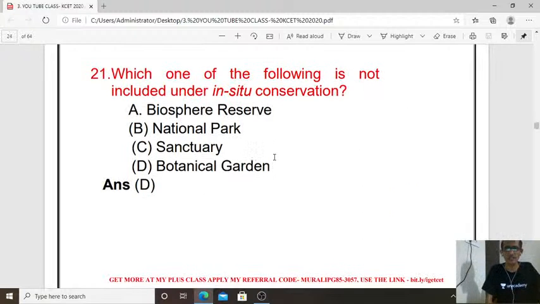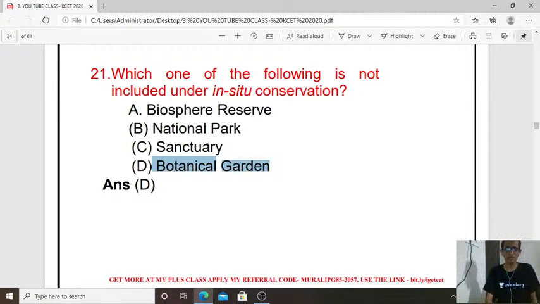21st, which one of the following is not included under in situ conservation? Conservation of biodiversity is by two methods, in situ and ex situ conservation, where the answer is the one not coming under in situ conservation. It is the botanical garden. Why? Biosphere reserve, it is in situ. National park, in situ. Sanctuary, in situ, isn't it? Botanical garden is the growing of plants and conservation of very important endemic plants in a garden manner. So it is controlled by human beings, isn't it?